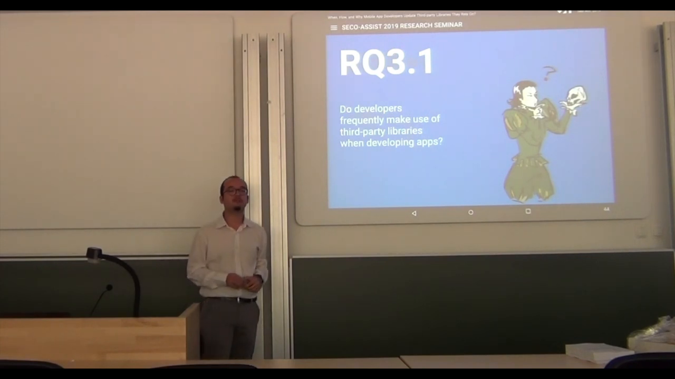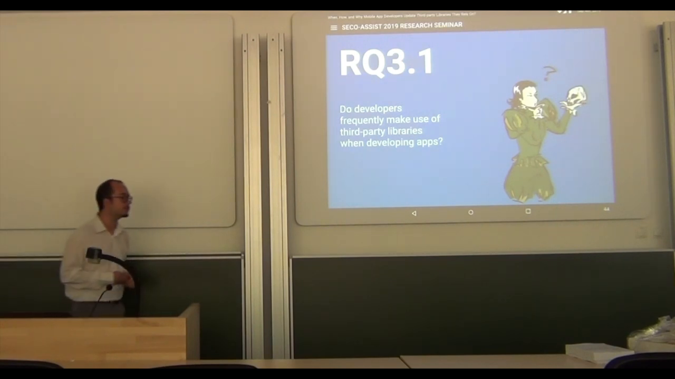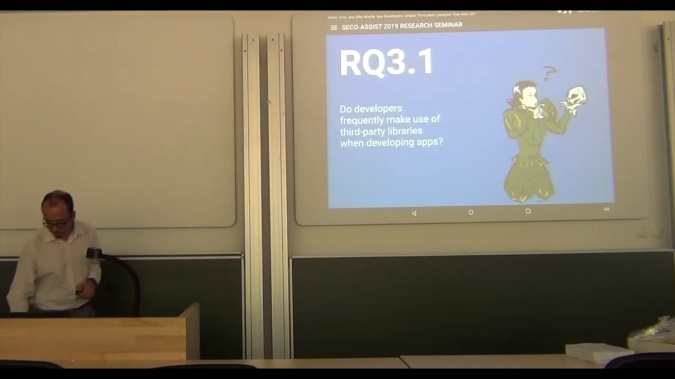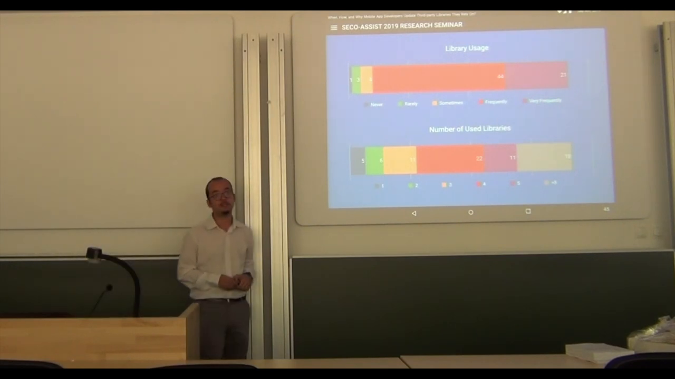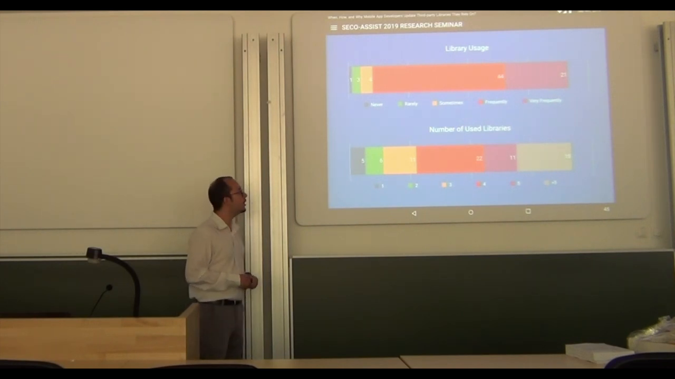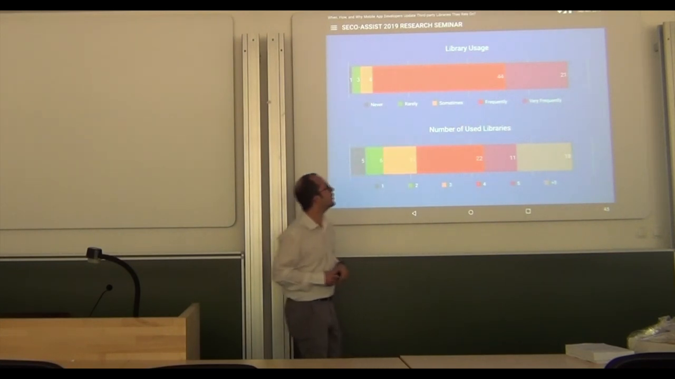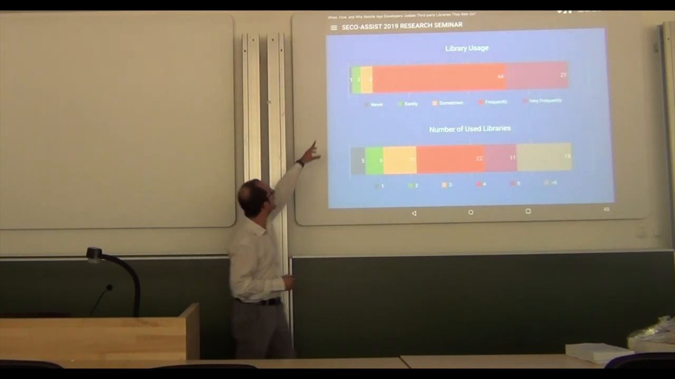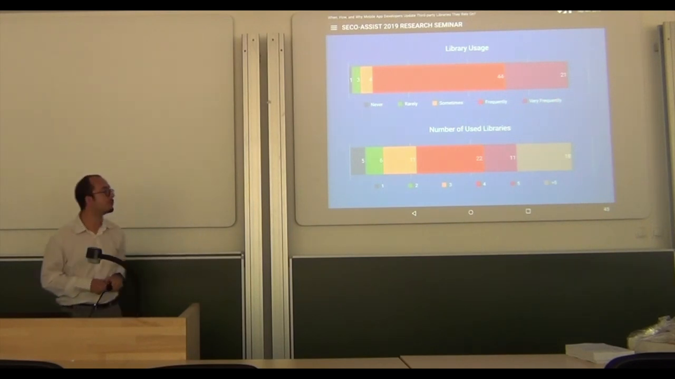So the first thing that we would like to do in this survey is to assess whether what we saw in the previous research question was true or not. First of all, we try to understand whether developers really use third-party libraries. In this case, by asking them, most of them think that they frequently use libraries, while only one developer told us that he doesn't use any library.